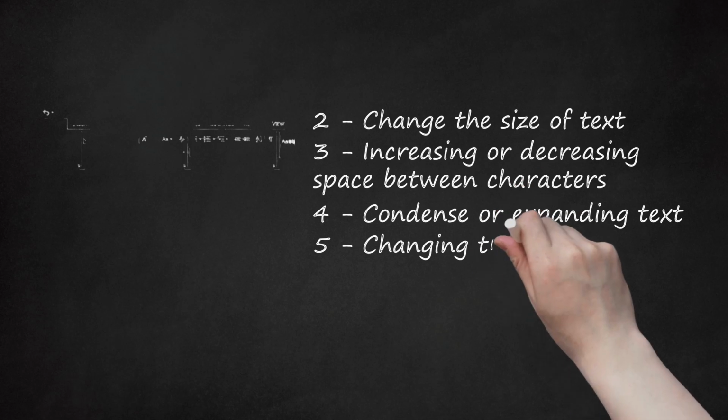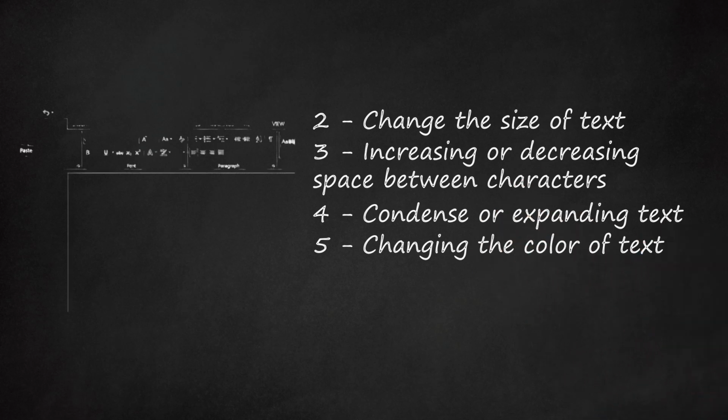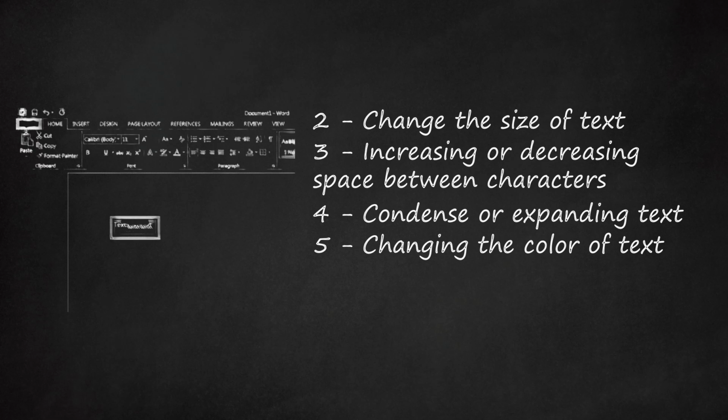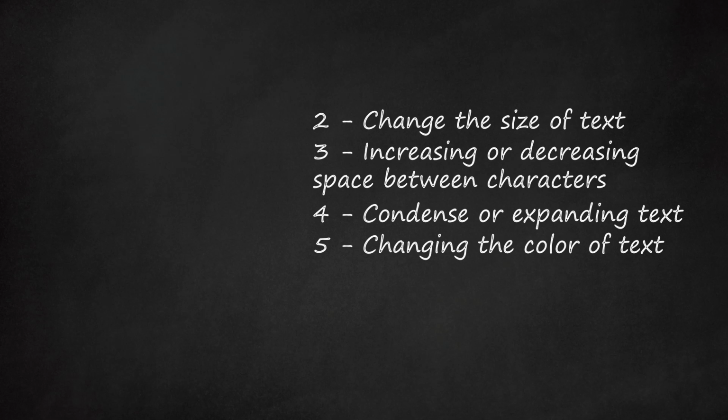5. Changing the color of text. Select the text you want to change. On the formatting toolbar, click the arrow next to font color, and select the color you want.